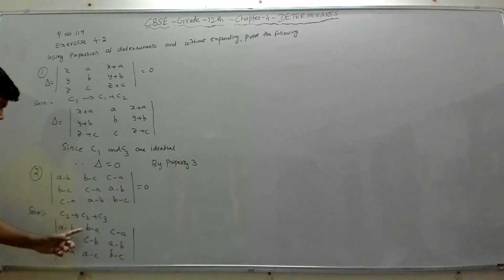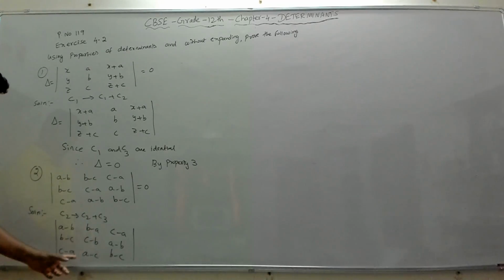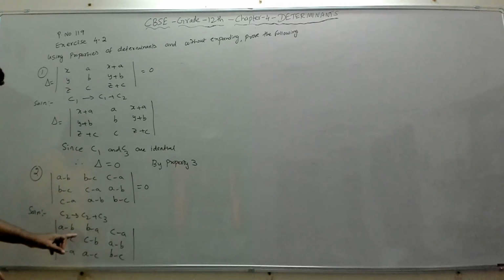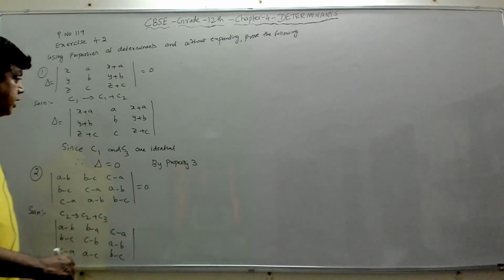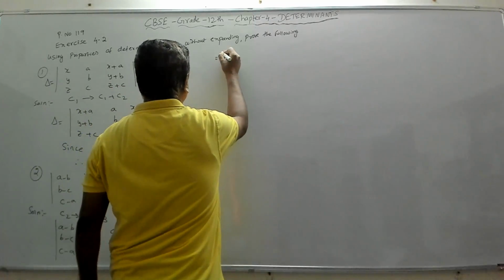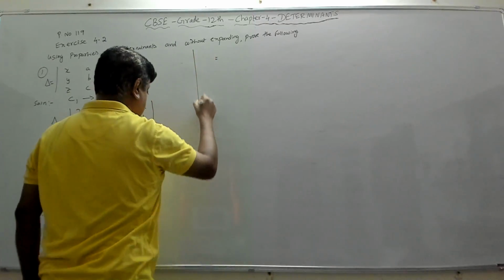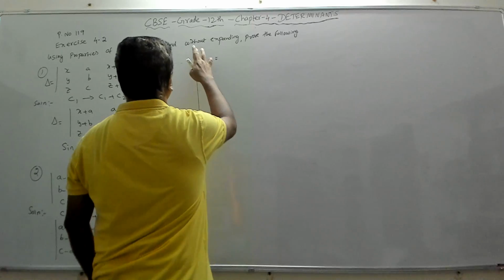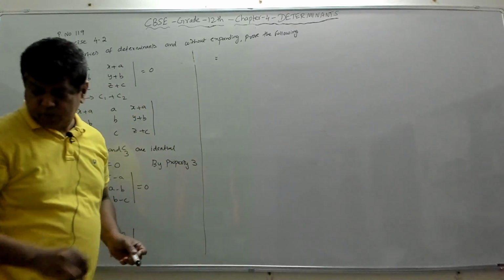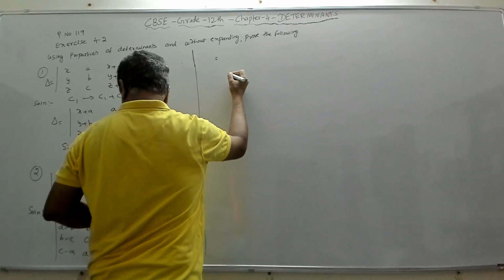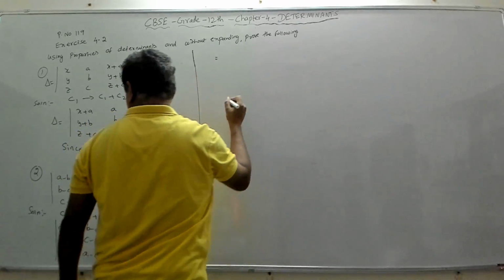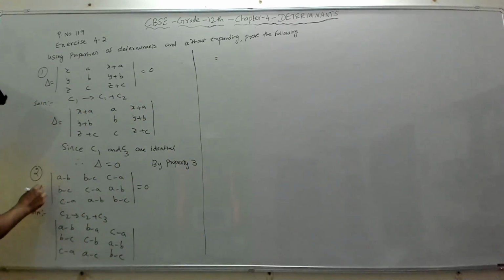And now when you observe here, A minus B, you have B minus A. B minus C, you have C minus B. C minus A, you have A minus C. So I can write this as equal to, fine, okay. So I call this, suppose, delta. We have to prove delta equal to 0.